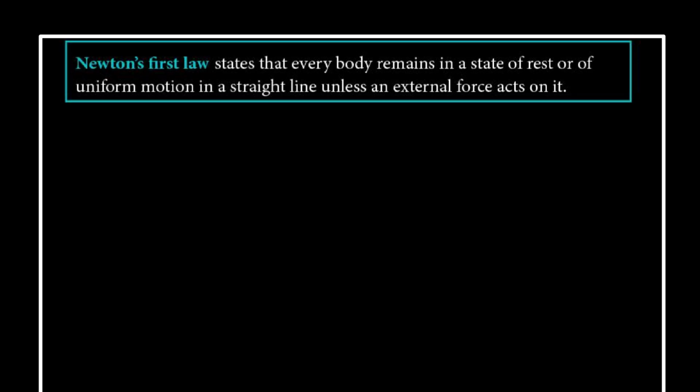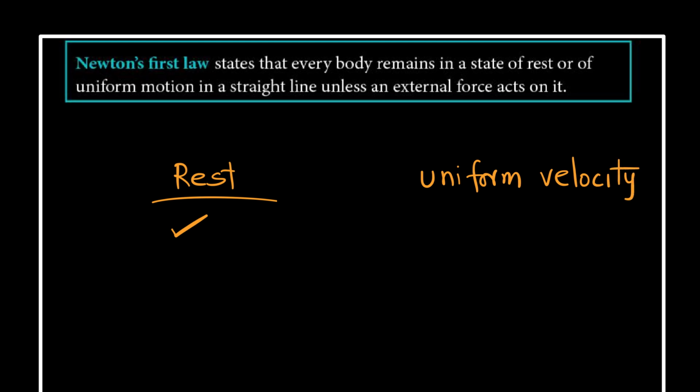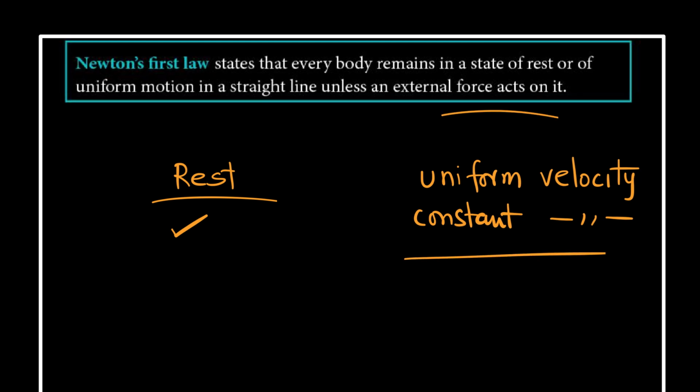The first rule states that every body remains in a state of rest or of uniform motion in a straight line unless an external force acts on it. This means that if a particle is at rest, it will remain at rest. If a particle is in uniform motion, that means it is moving with a uniform velocity, a constant velocity. It will continue to do so unless an external force acts on it. So that is the first basic law of motion, and this is also known as inertia.